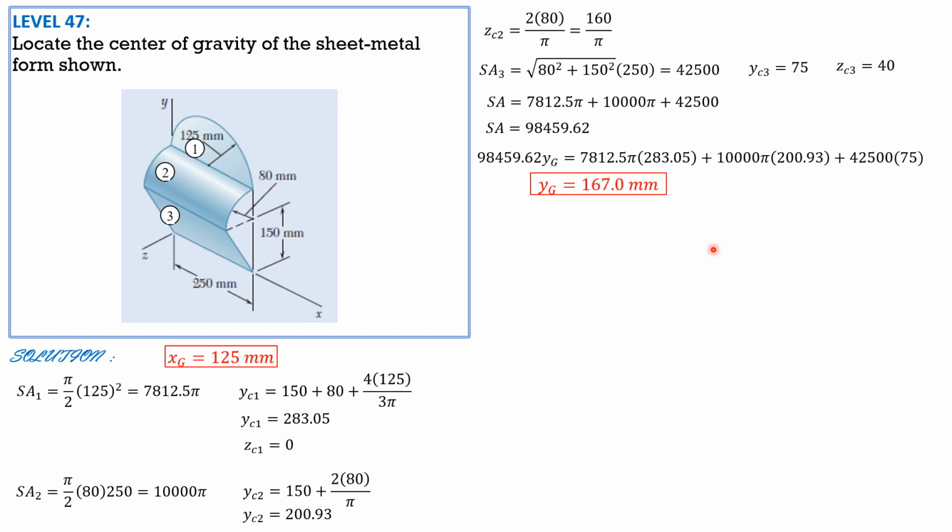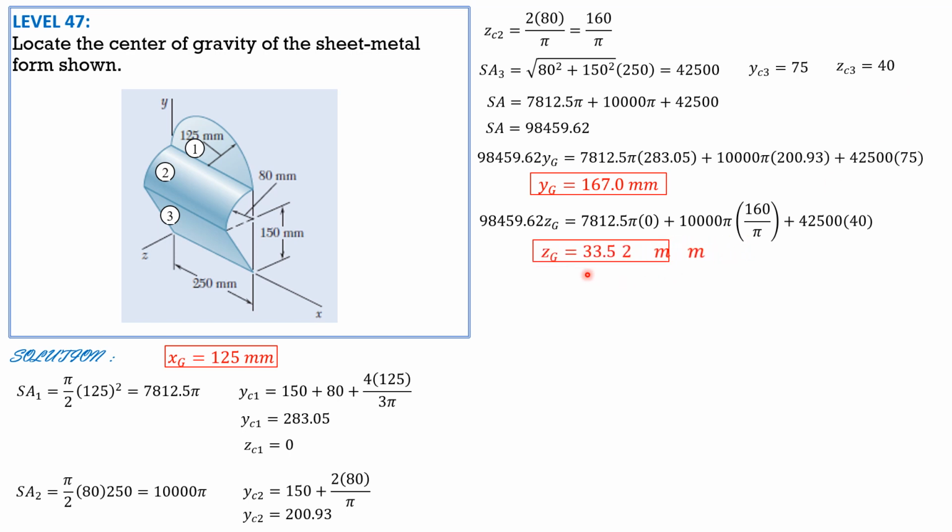167.0 mm. Then surface area total times z sub g equals 7812.5 pi times 0 plus 10,000 pi times 160 over pi plus 42,500 times 40. So z sub g is equal to 33.52 mm. So we have x sub g 125, y sub g 167.0 mm, and z sub g 33.52 mm as coordinates of the centroid or center of gravity of this sheet metal form.